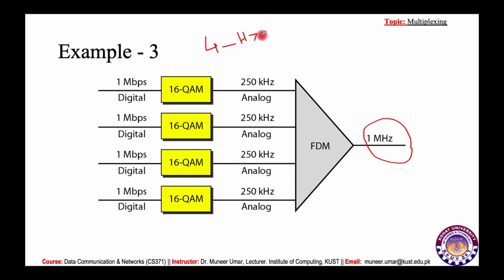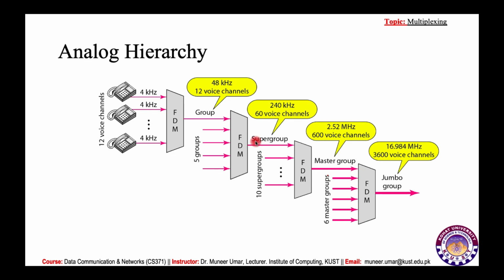Now if you calculate this, then 1 megabit per second would need 250 kilohertz. 250 for the 4 users, and we multiplex these all by using frequency division multiplexing. And if we combine all these without any guard band, it would be 1 megahertz, and this one is transmitted towards the satellite.